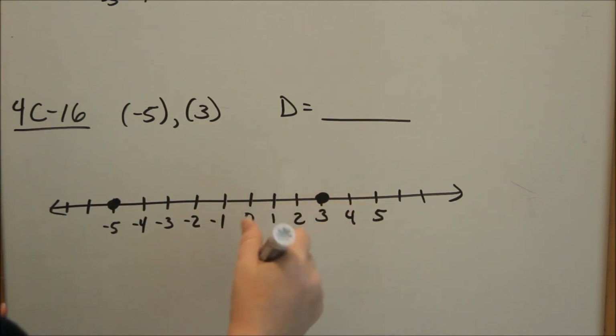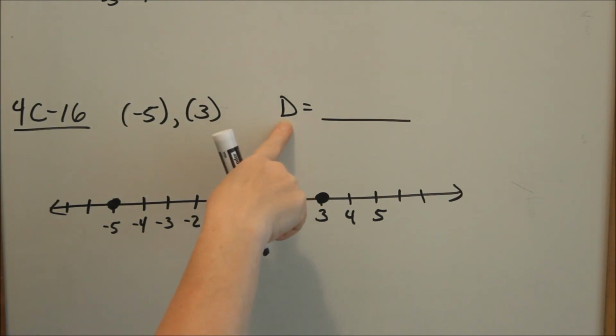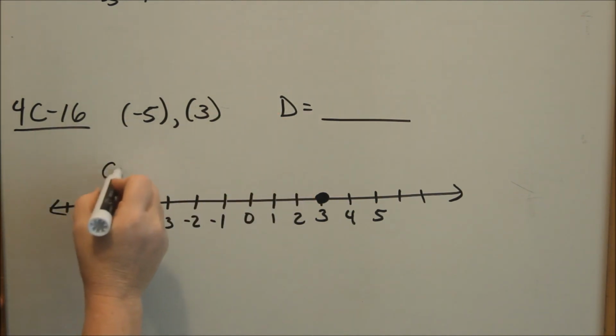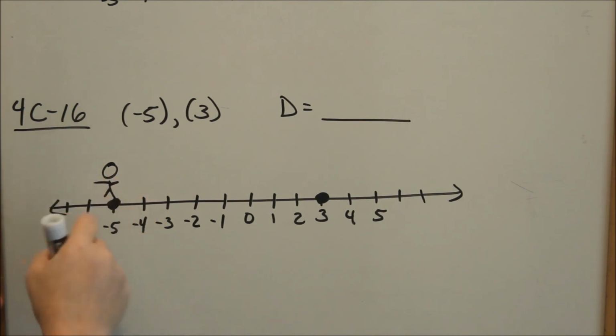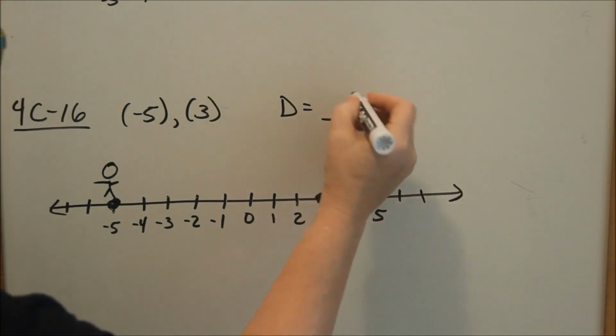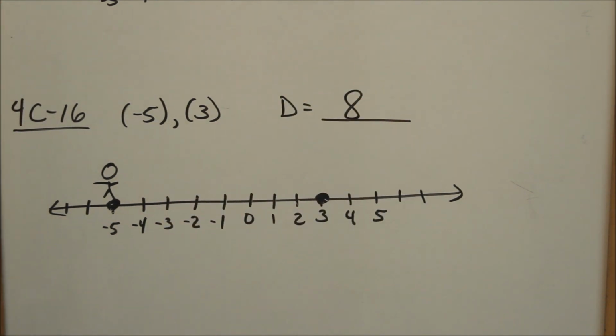+3 right here. Now D, they want you to find the distance. Doesn't matter which point you start at, just start at one of your points. Start here. That's 0. Don't count this as 1. That's 0, 1, 2, 3, 4, 5, 6, 7, 8. So between those 2 points is a distance of 8.